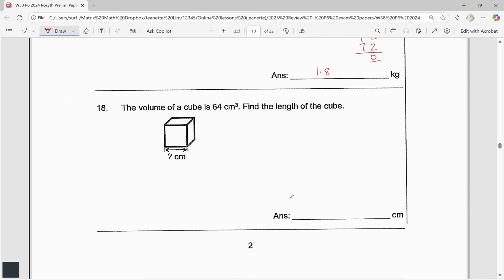Question 18, the volume of a cube is 64 cubic cm. Find the length of the cube. Now, it's a cube, so all sides are the same. 4 times 4 times 4. So it's just 4 cm.